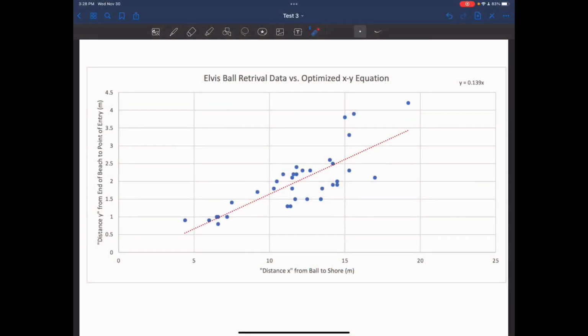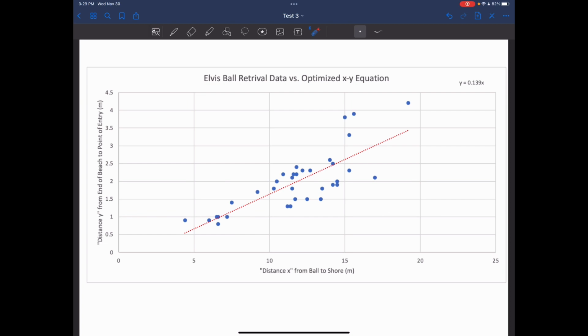This is Miles Munson speaking, and I'll be covering part 3, where we're asked to determine if Elvis innately knew calculus. We did this by creating a graph in Excel with the data points that we were given for part 3 and setting it against the equation found for the relationship between distances x and y. These blue dots represent the Elvis data that we were given, and the red line is the optimization relationship between distances x and y.